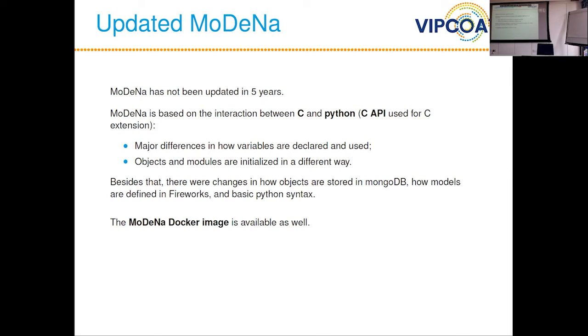Also, the way you store things in the Mongo database, I've shown you that the Mongo database has the central role in the whole platform, and this changed a lot as well. The Python package I'm using here is MongoEngine. There are some significant differences in how you store things and how you fetch things from the database, and things like that. There are also some differences in FireWorks, and of course, basic Python syntax.